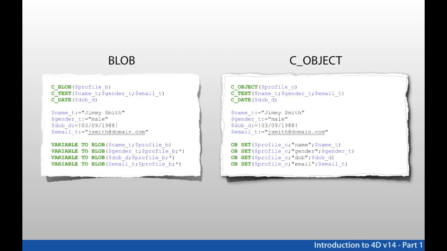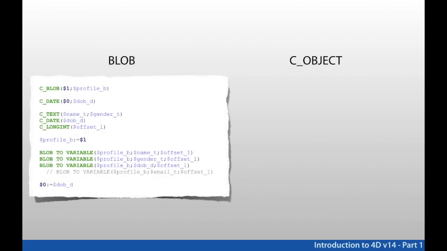Now the creation code looks about the same. I have 4 VARIABLE TO BLOB calls for the blob version. For CObject, I have 4 OB SET calls. That doesn't really look that much different. Where it gets interesting is when you want to access values.